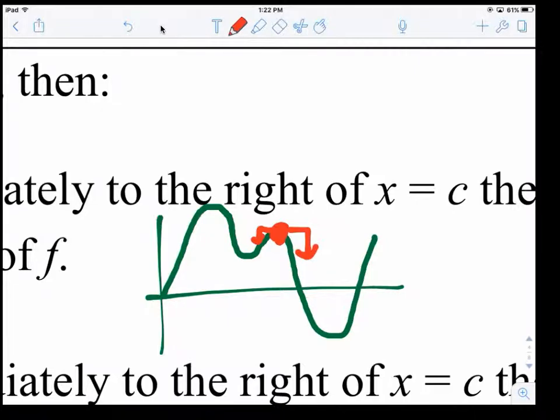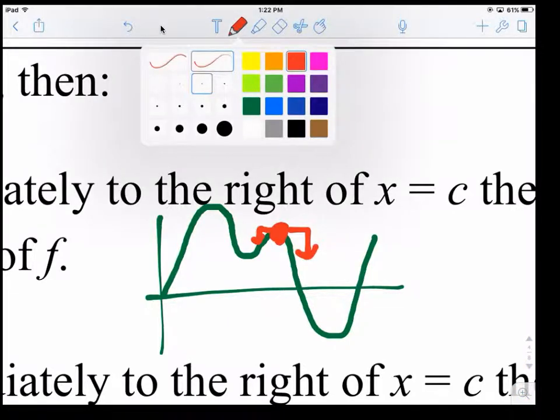Yeah, good, right here. I didn't even see that one. Yeah, that's a relative min, good. Because immediately to the left and to the right of it, you have points higher than it. So that would be a relative min.